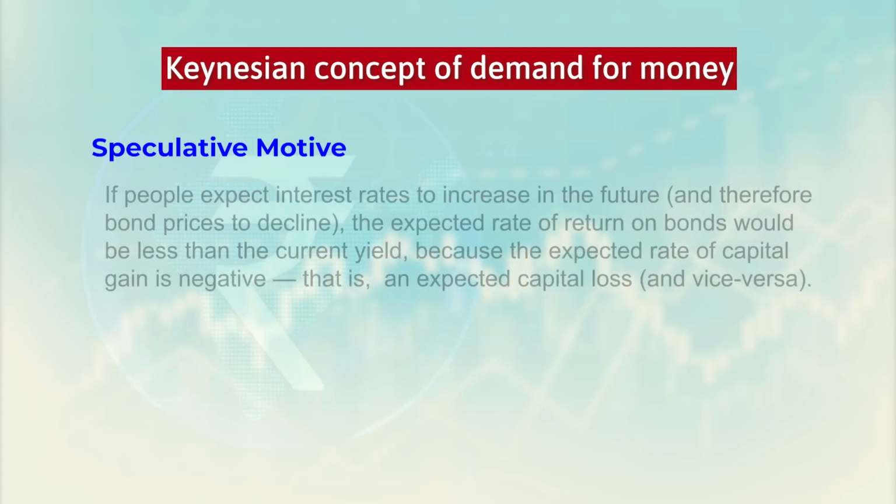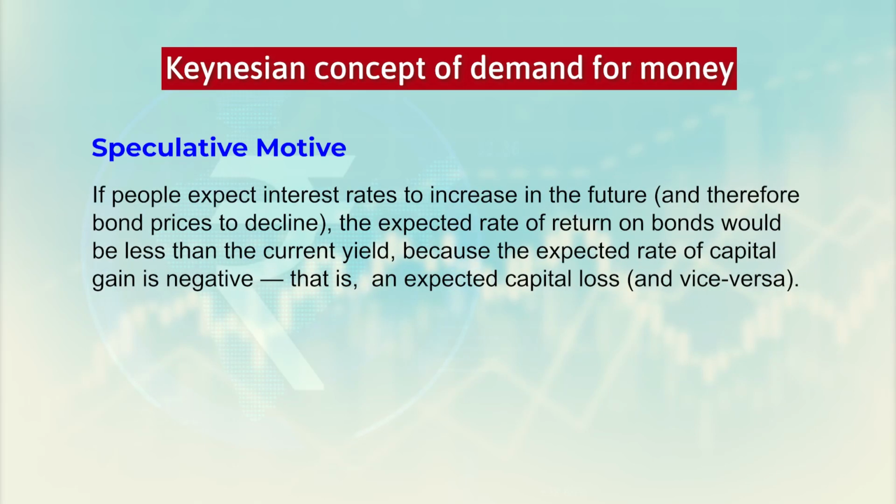So the bottom line here is that if people expect interest rates to increase in future, it is very apparent and one can easily understand. If I expect the interest rate to rise in future, the expected rate of return on bonds would be less than the current yield. What is that? The idea, very briefly, is that if the interest rate is very high today, then I expect that the interest rate will go down tomorrow.